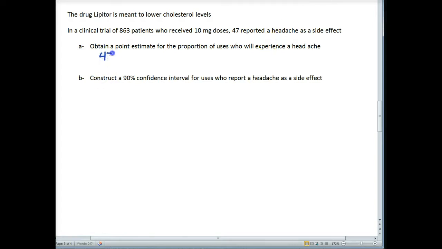Obtain a point estimate for the proportion who had a headache. Well, 47 of them, out of 863, had a headache. And proportion means we're going to divide the number that met the condition, 47, divided by the total. And for this purpose, I'll round to 3 decimal places, 0.054. Construct a 90% confidence interval for this proportion.